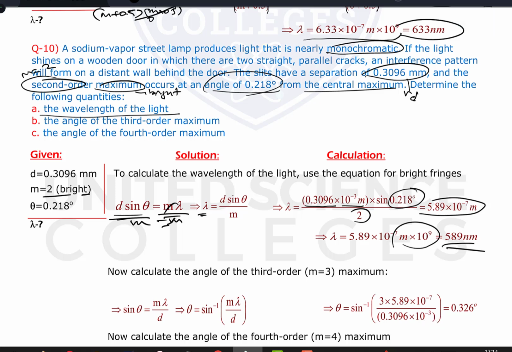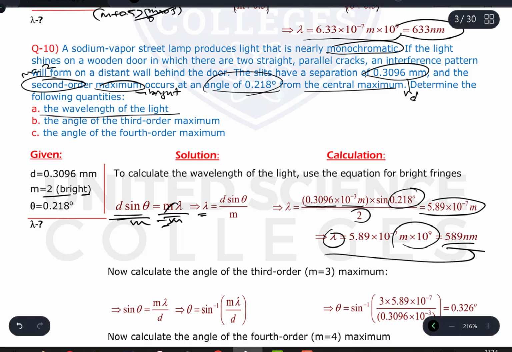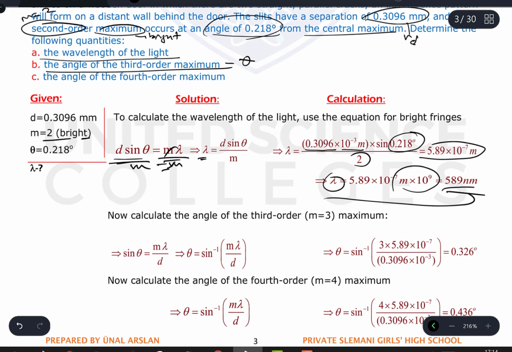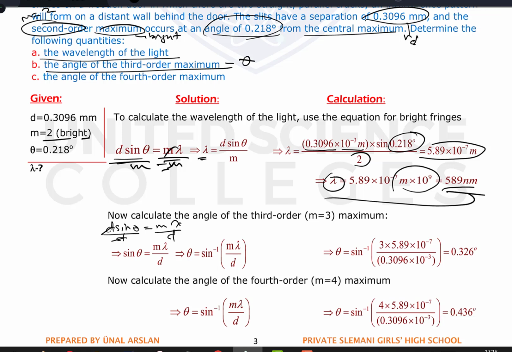Question number B, part B: the angle of the third order maximum. This time we know lambda, and we will get theta. The sine theta equation we are going to write: d sine theta is equal to m lambda. To get sine theta, you should divide by d. So then we will get m lambda over d.